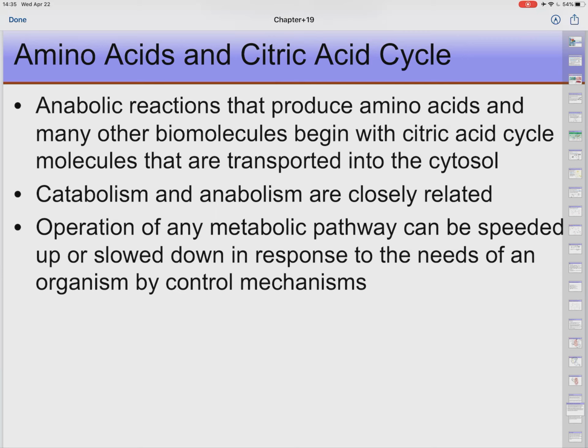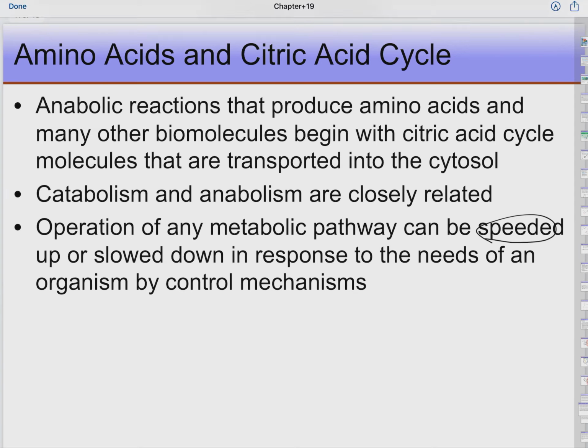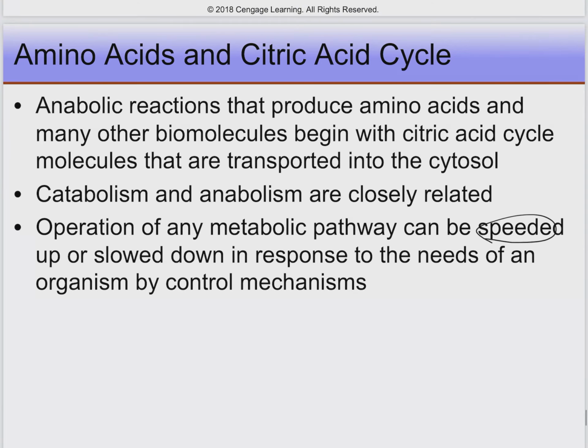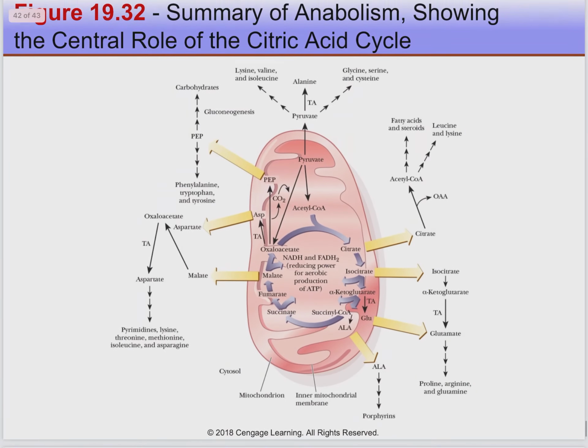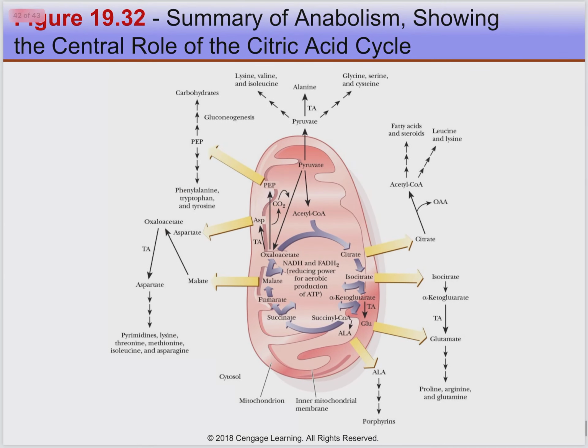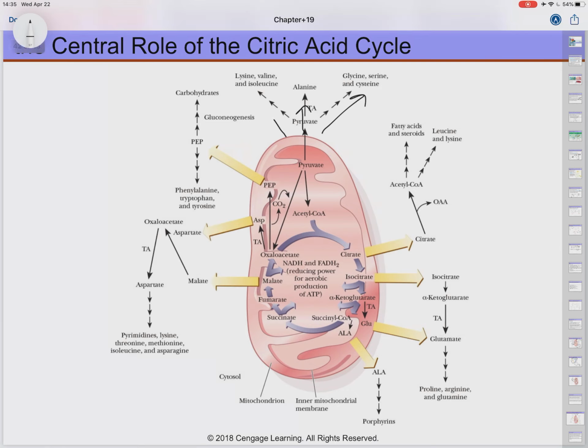Amino acids, we looked at how they enter the citric acid cycle. Let's see how they come out of the citric acid cycle. I love this sped up. Isn't it sped up? Anyways. So anabolic reactions that make amino acids start with some of those citric acid cycle intermediates. Let's take a look at some of those. You can see here, pyruvate itself can be transaminated into alanine. It can be the source of a few of these other amino acids. Phosphoenolpyruvate, that we know can move out of the mitochondria, can also be a source for some of these other amino acids. Citrate, a source of acetyl-CoA and fatty acids and steroid hormones, as well as some amino acids.